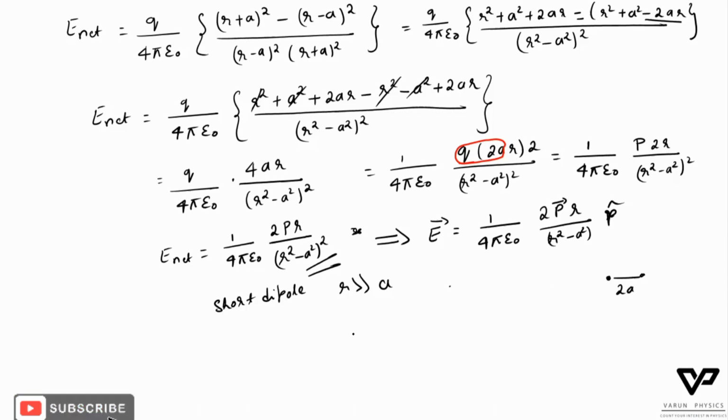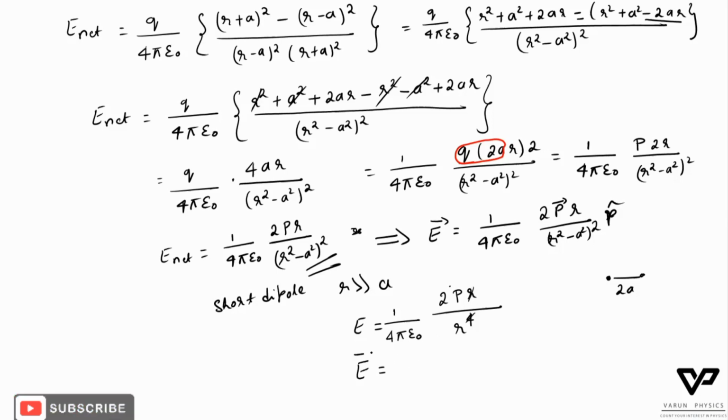In such situations, we neglect A. Then my electric field E can be written as 1 by 4 pi epsilon naught 2 times PR divided by, since A itself is smaller than R, very much smaller than R, and its square is even smaller. For example, 0.1 squared will be 0.01, so it becomes smaller. So we neglect it, and we have R square whole square here, R into R square to the power of 2 can be written as R to the power of 4. So one R gets cancelled.